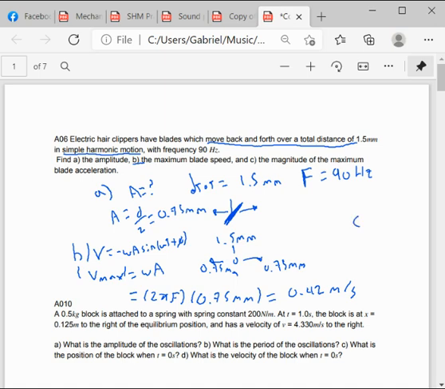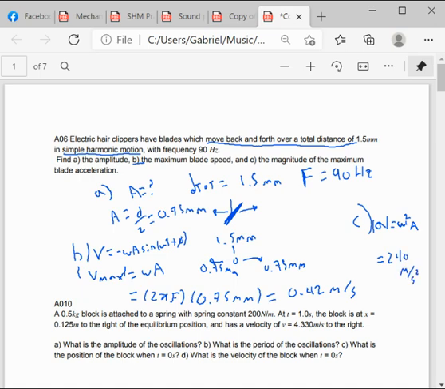And finally, for part C, whether you get the maximum blade acceleration for simple harmonic motion, there's a similar formula which gives you the maximum acceleration as the angular frequency squared times the amplitude. So you know both these numbers and you end up with actually a pretty fast acceleration. But again, it's only at one point in time at max amplitude.